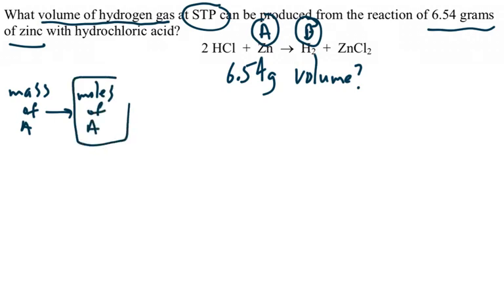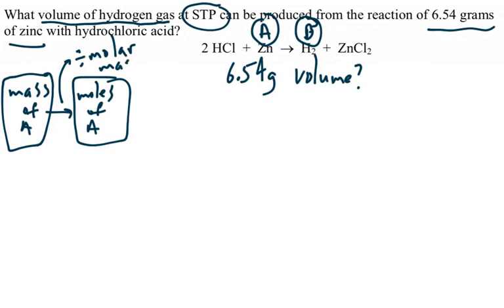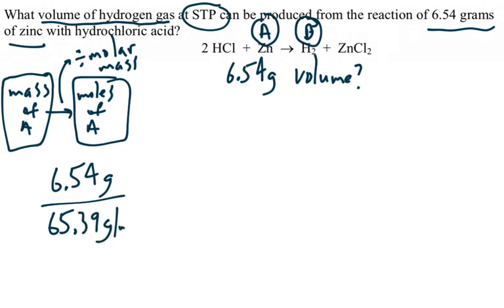And if you recall, all we got to do here is divide by the molar mass of the given. So you're going to get 6.54 grams. And if you go to the periodic table, most periodic tables have zinc as 65.39 grams per mole. We're going to divide here, and that's going to give you 0.1000 moles of A, or zinc.